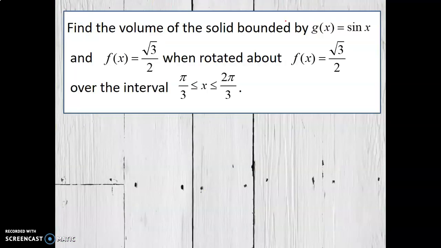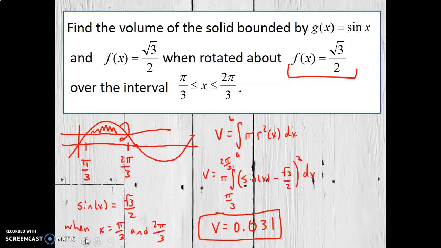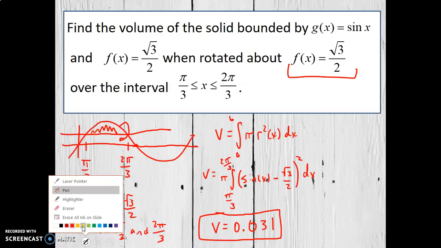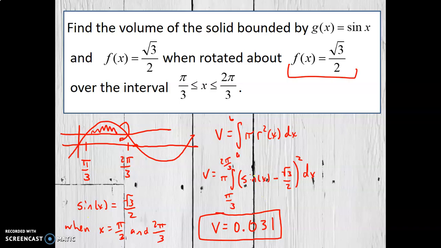All right, so why don't you guys try a whiteboard problem when we're rotating about something other than the X or Y axis. All right, let's see how you guys did. And I should have mentioned beforehand, you can use a calculator on this one. The most important part is getting it set up. It's good to practice, but moving forward, we'll probably switch to the calculator for most of these problems.